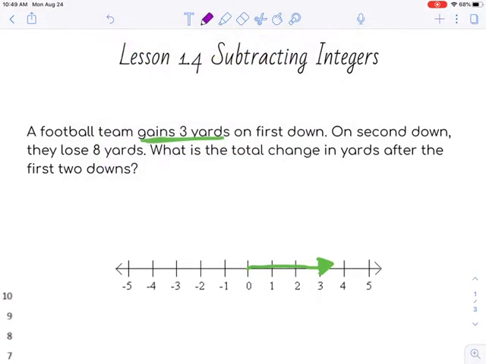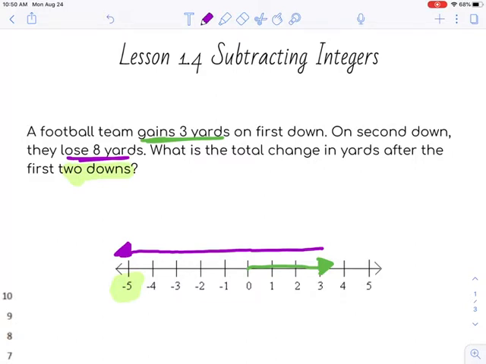On their second down, it says that they lose 8 yards. So if they lose 8, that's something that's being taken away from them. They're losing it. So now we're going to go to the left. We're taking away 8 yards. So we're starting at 3. We're taking away 8 yards. 1, 2, 3, 4, 5, 6, 7, 8 yards. So now we can see after the first 2 downs, our total change here was -5. So that's one way we can solve this problem, looking at it using a number line.